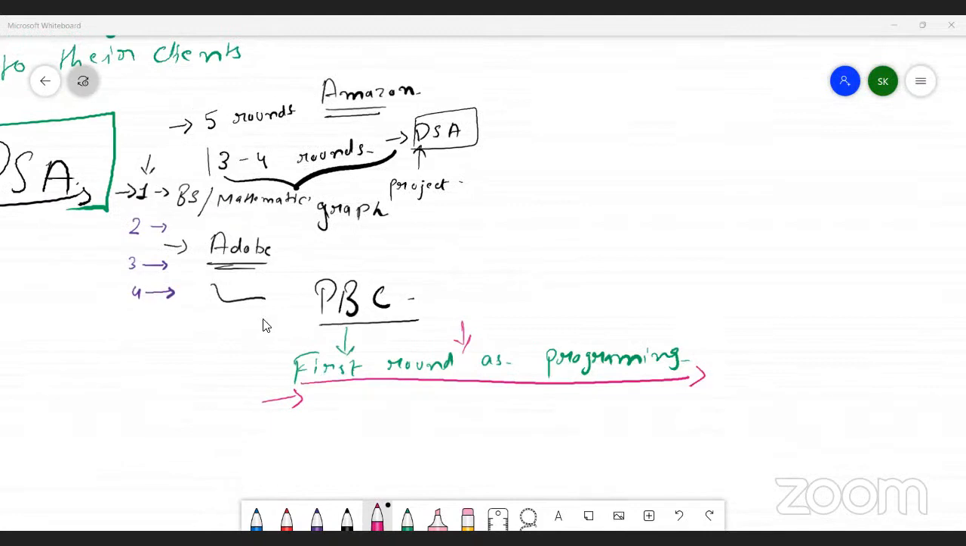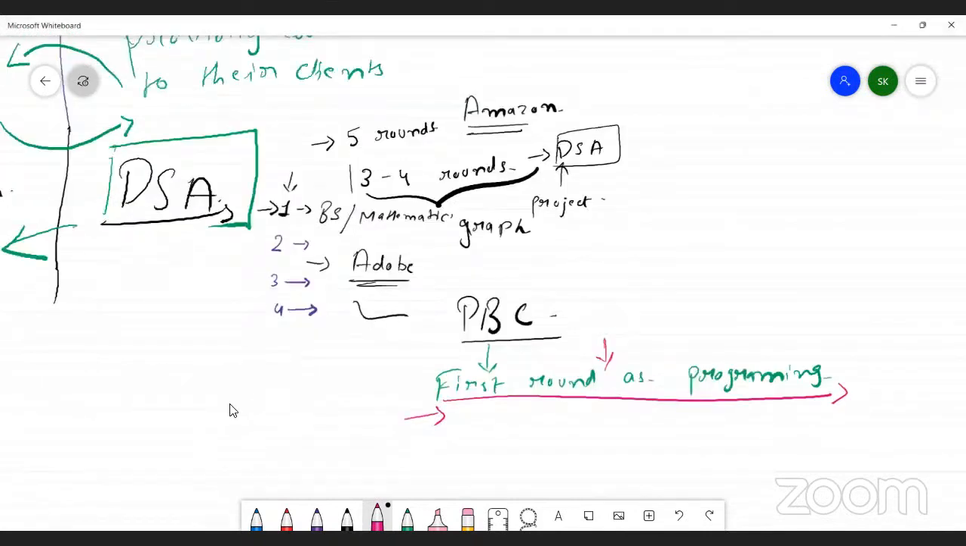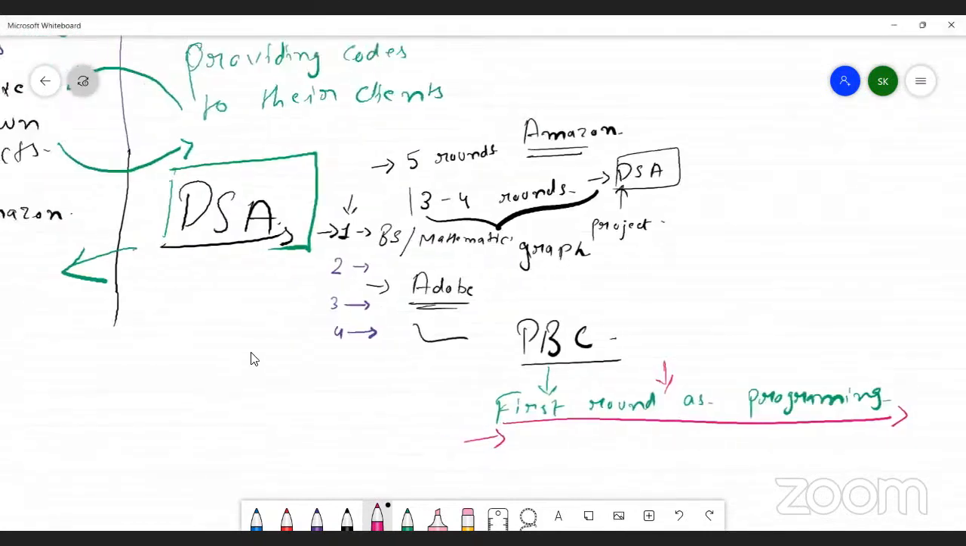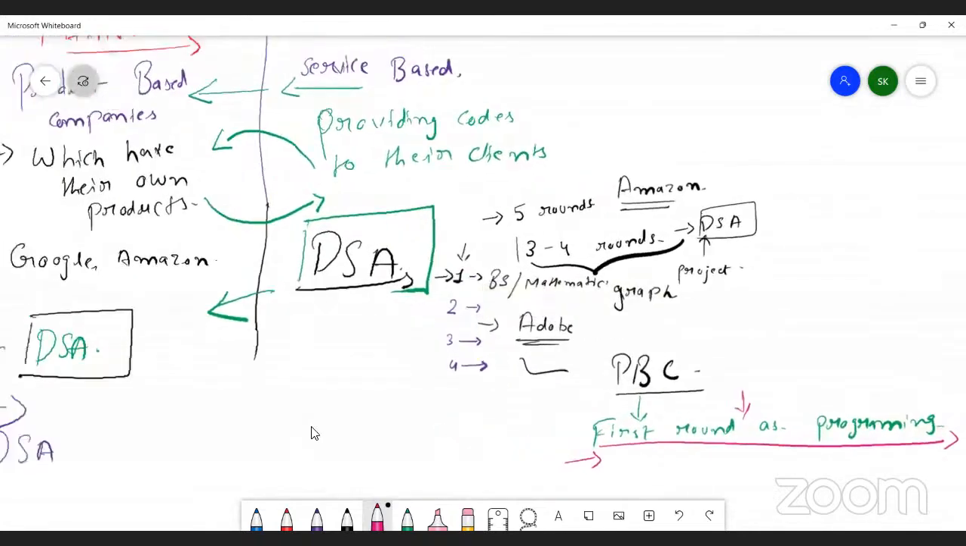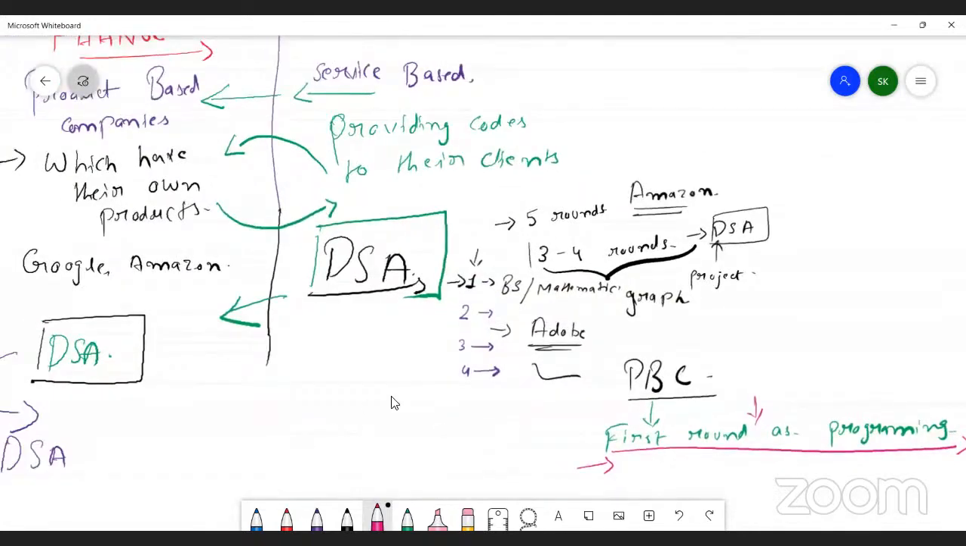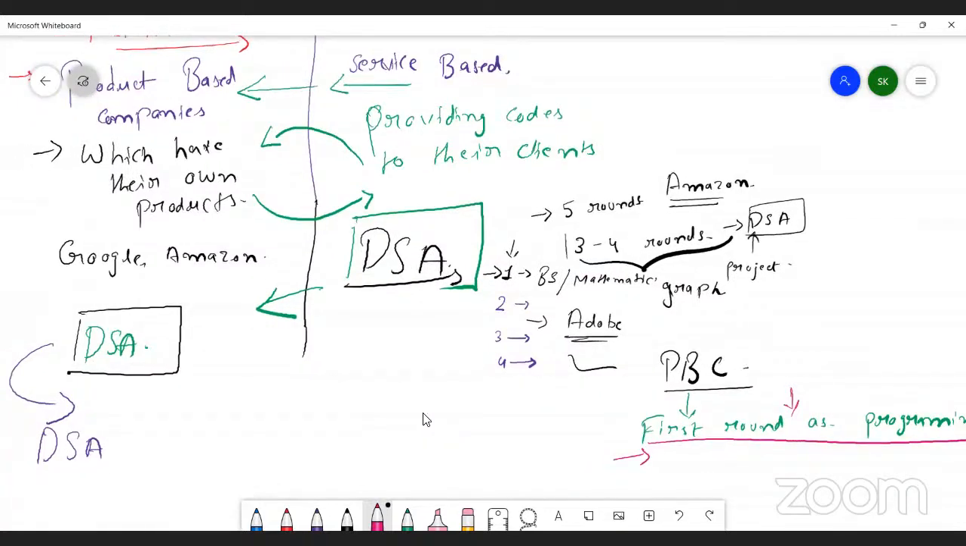DSA, how important in service based companies? You can expect that if you know the basics of DSA and some basic algorithms, like you know about the linked list and binary search and sorting, you can easily get into the service based company if you are having a good experience.